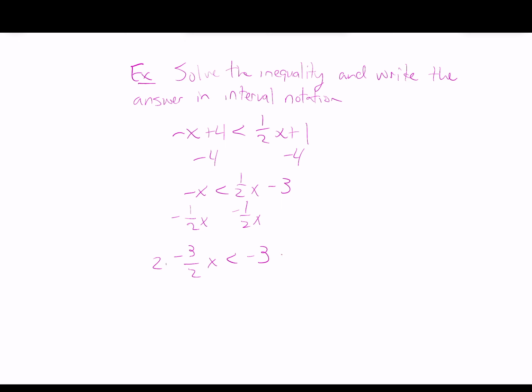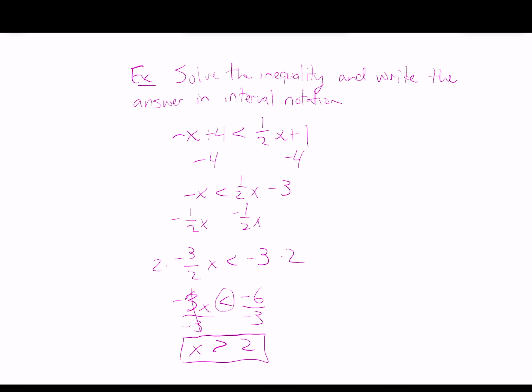Then we can multiply both sides by 2, and we get negative 3x is less than negative 6. Then we divide by negative 3 on both sides. Now, again, we're dividing by a negative number. The negative 3's cancel. We have x. The sign has to flip, and x is greater than negative 6 divided by negative 3, which is 2. Again, notice that when you divide or multiply by a negative number, you have to change the direction of the inequality. So we have that x is greater than 2.